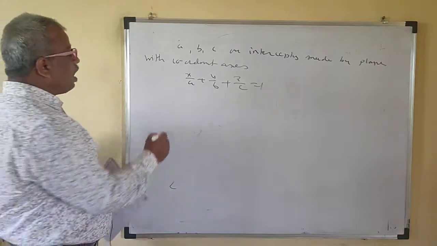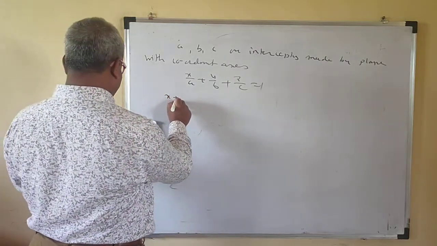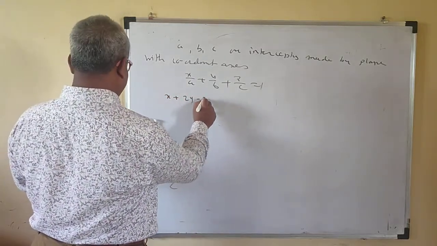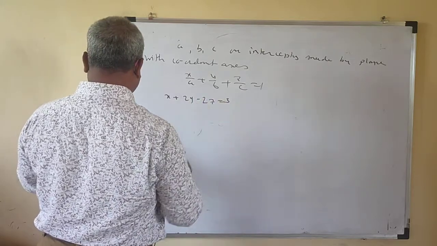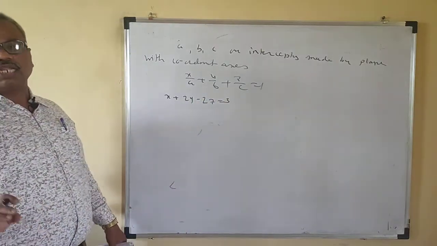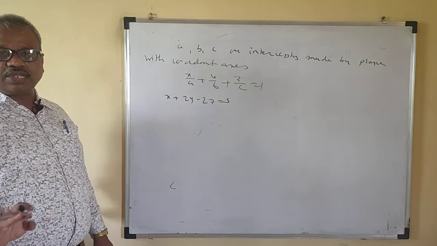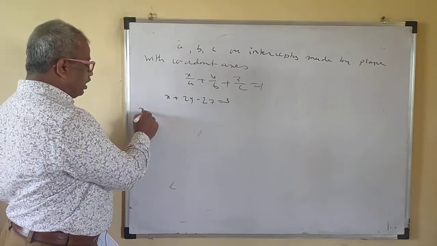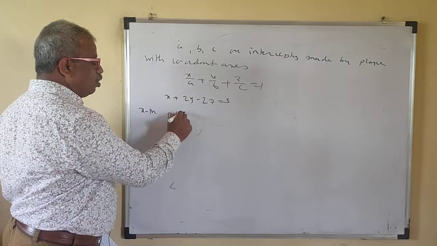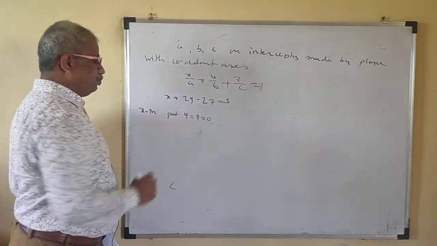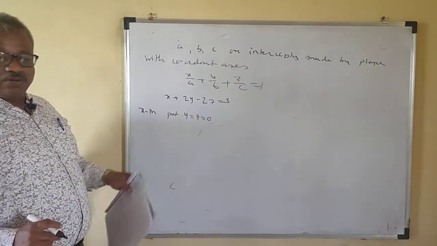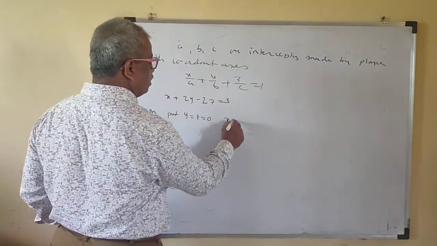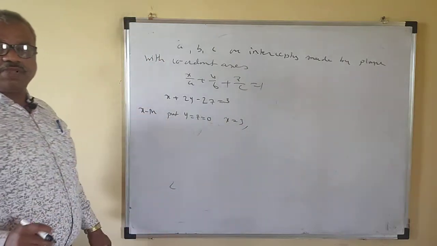Now suppose we are given the equation x plus twice y minus twice z is equal to 3, and you have to find the x intercept, y intercept, or z intercept. To find the x intercept, put y is equal to z is equal to 0. Then x is equal to 3, so your x intercept is 3.